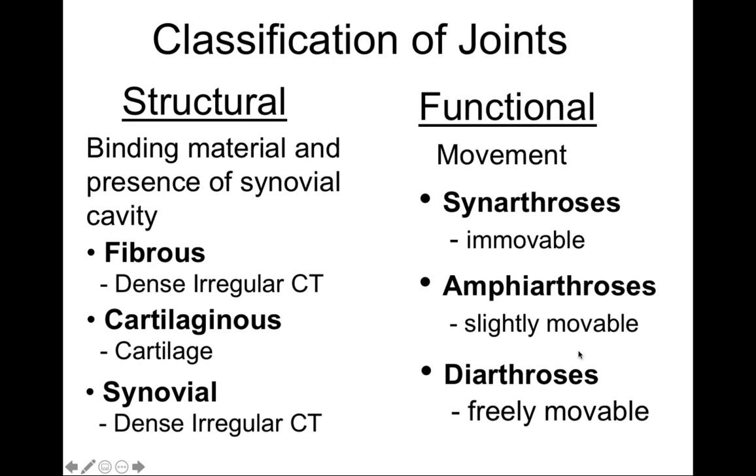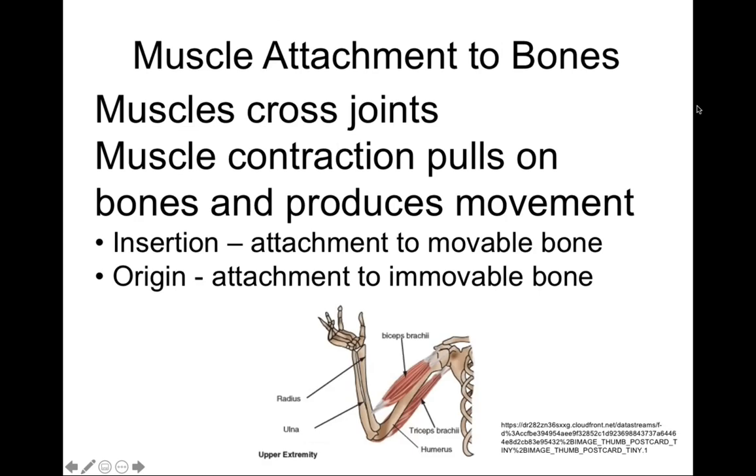An amphiarthrosis sits somewhere in between these two other functional classifications in that these are slightly movable or moderately movable. So based on the material that's actually present at the joint, the physical structure of the joint, or how much movement is permitted at the joint, we get our structural and functional classifications of joints.